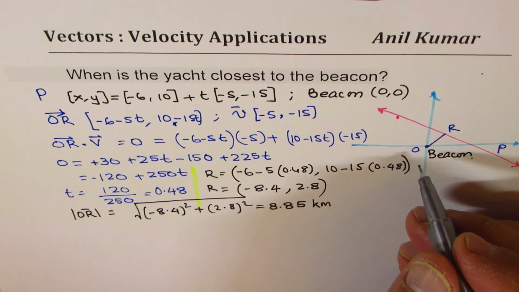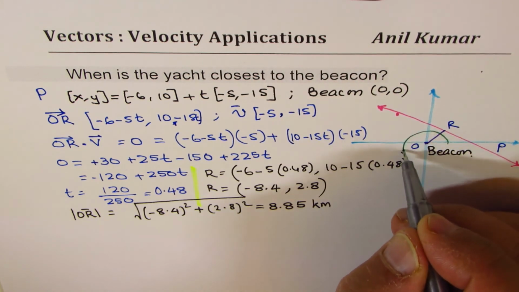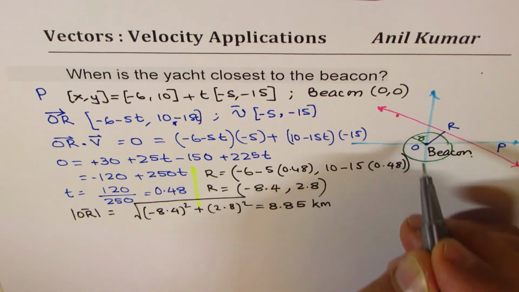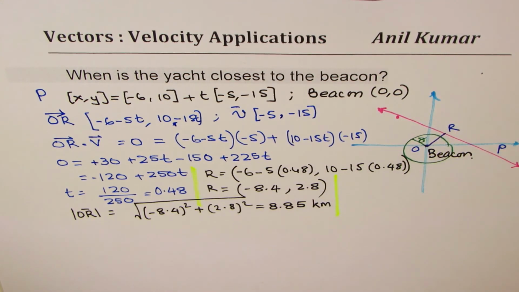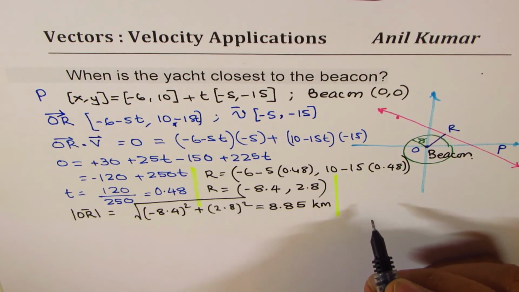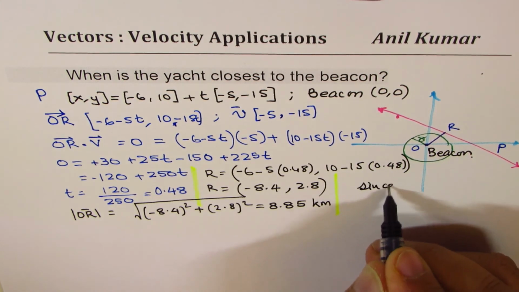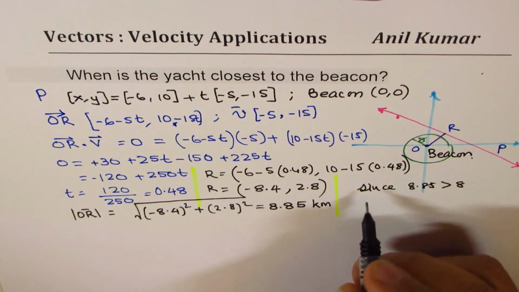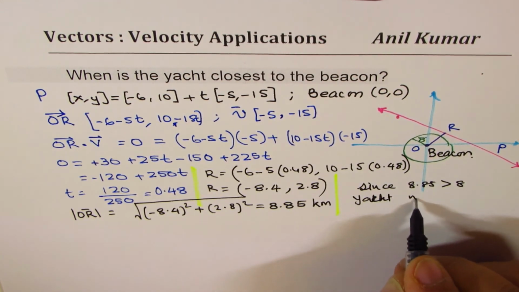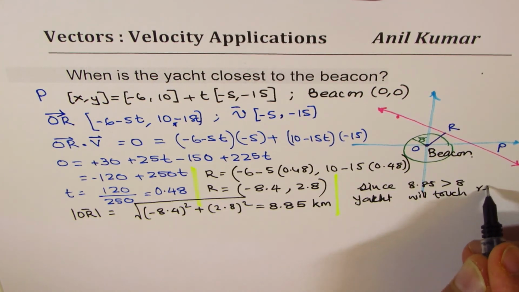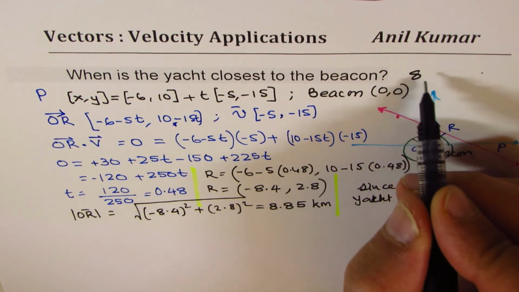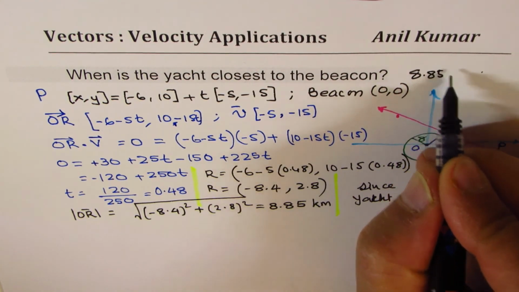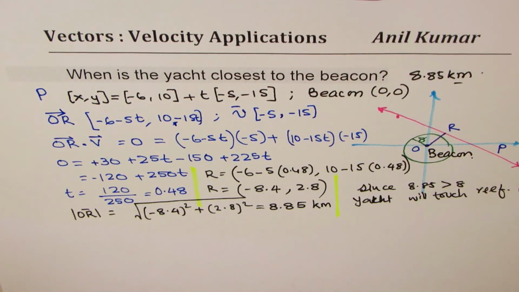Well, in the question, we were also given that the radius of the reef is 8. So that is kind of 8 like this. So as you can clearly see, the yacht will be at a safe distance, correct? So it is not going to be close, it is not going to touch the reef, right? So since 8.85 is greater than 8, it will not touch the reef. So that is part C, and the distance is 8.85 kilometers. So that is how you could actually solve such a question.